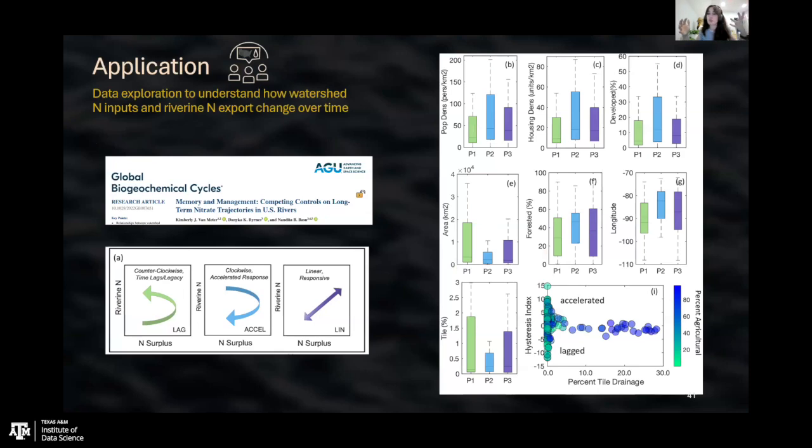And then, with this, we're able to say, okay, we have these watersheds that fall into these three patterns. What watershed features are most common in these three typologies?